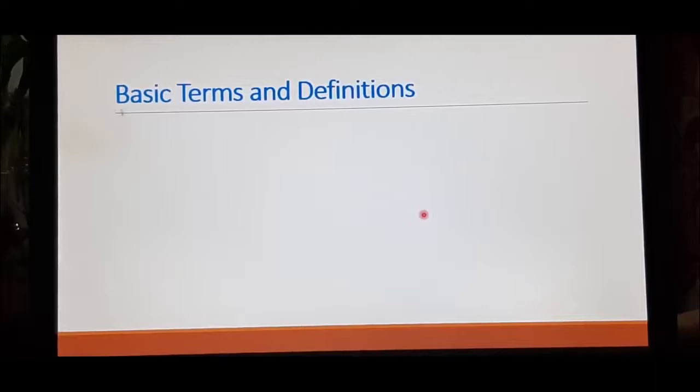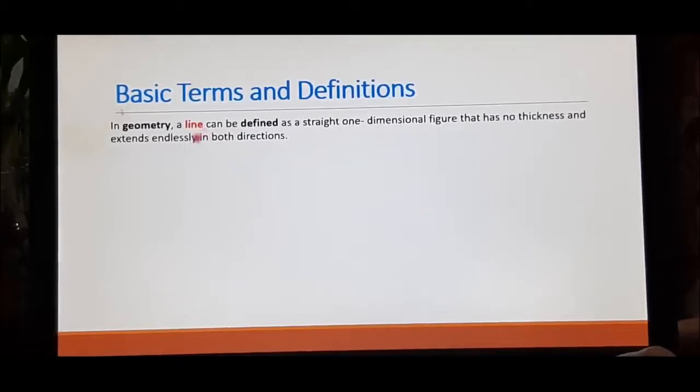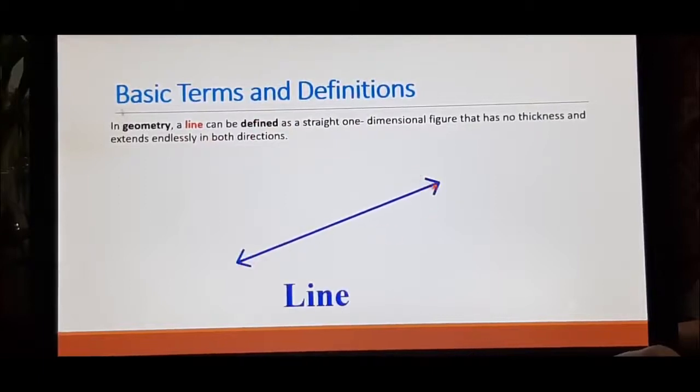Now in this chapter we have to deal with certain terms. I'm sure all these terms you have done in earlier classes also, but I am going to explain the basic terms now. So what is a line? A line is defined as a straight one-dimensional figure that has no thickness and extends endlessly in both directions. So this is a line. It can extend in both directions and it has no thickness, you can see. So a line is represented in this way. 2 arrows are there, and these arrows represent that the line has no endpoints.